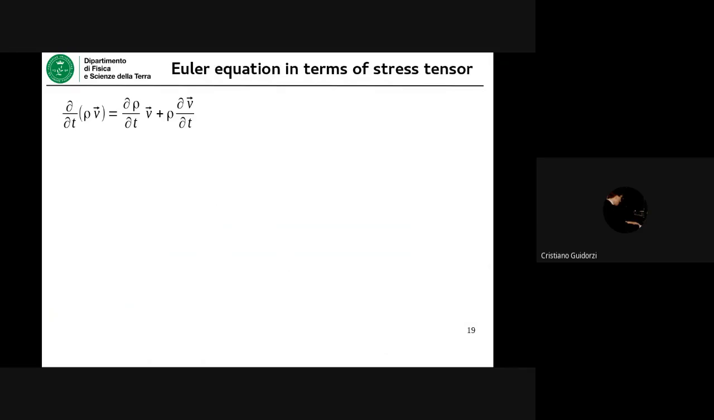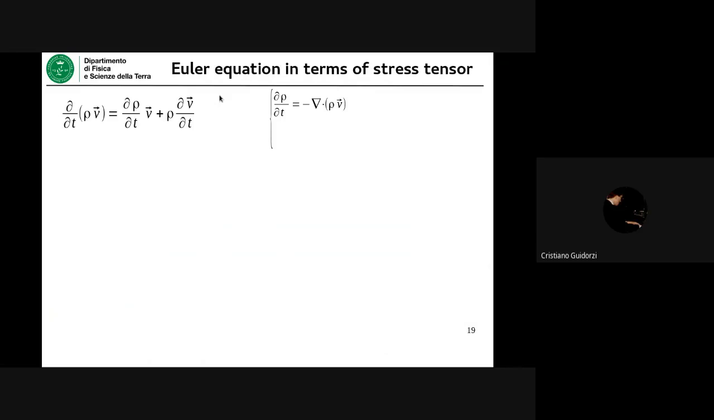Now, let's express the Euler equation in a much more meaningful way. To do that, we have to go through some calculations, but it is worth the effort. In particular, this is just the time derivative of the quantity rho v, of the mass flux. Just a simple derivative: you derive one and you don't do anything on the other, and then the other way around.